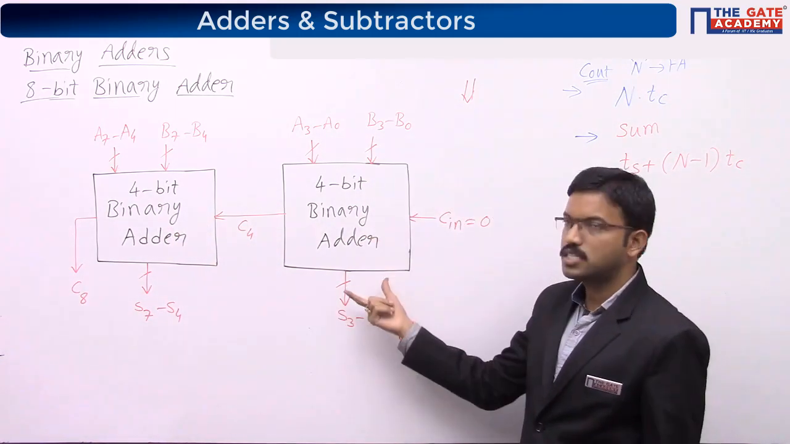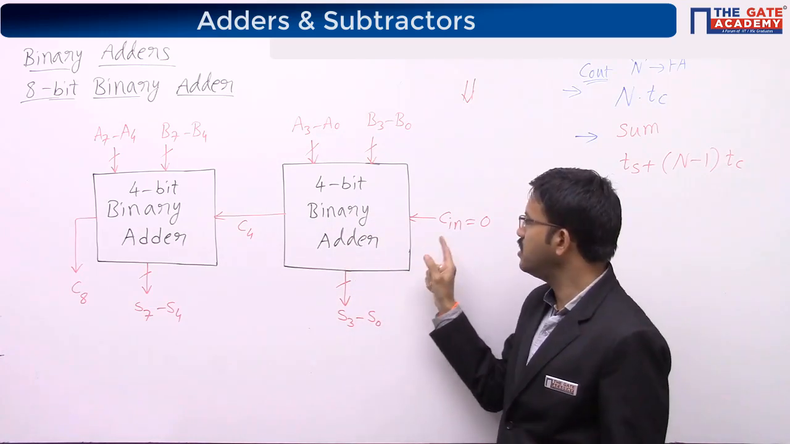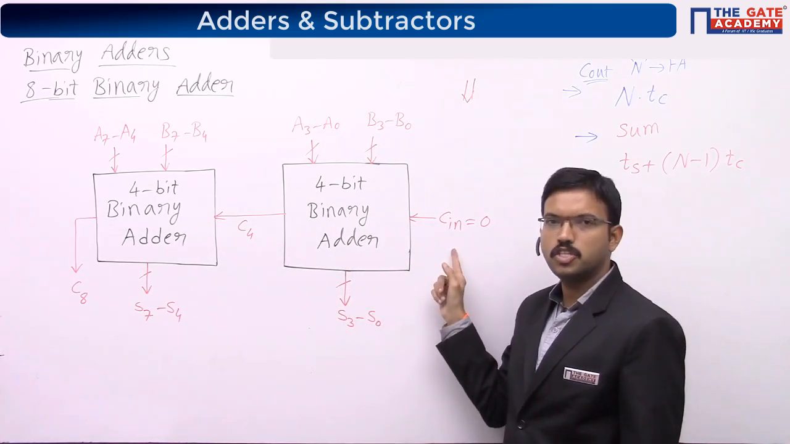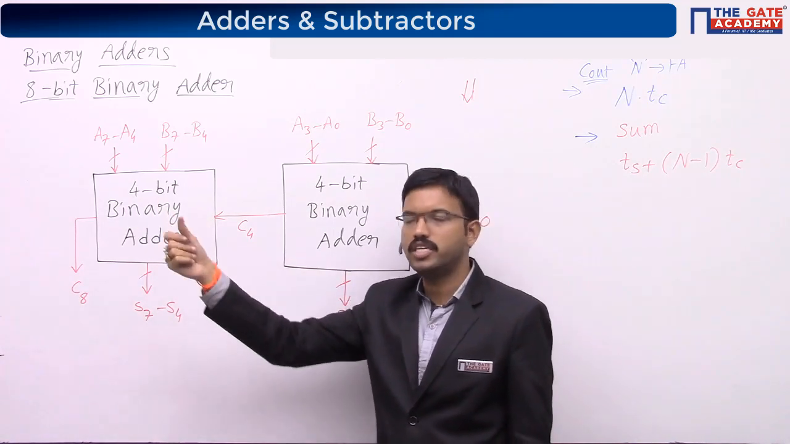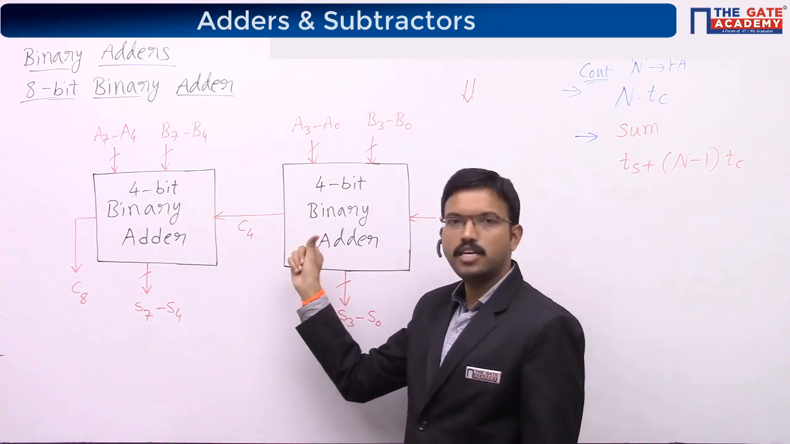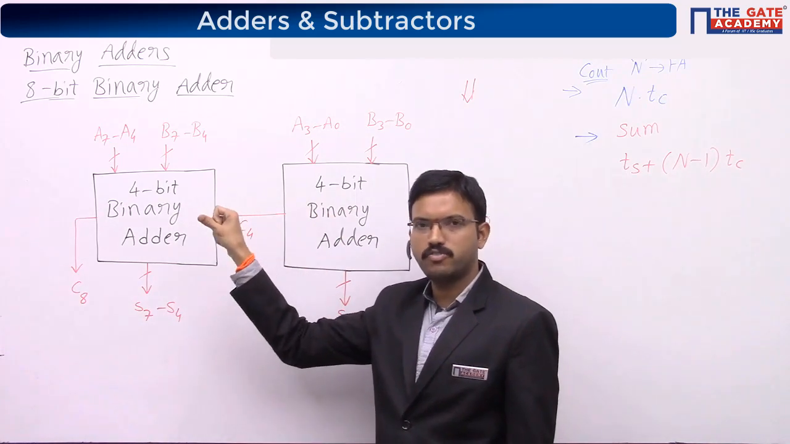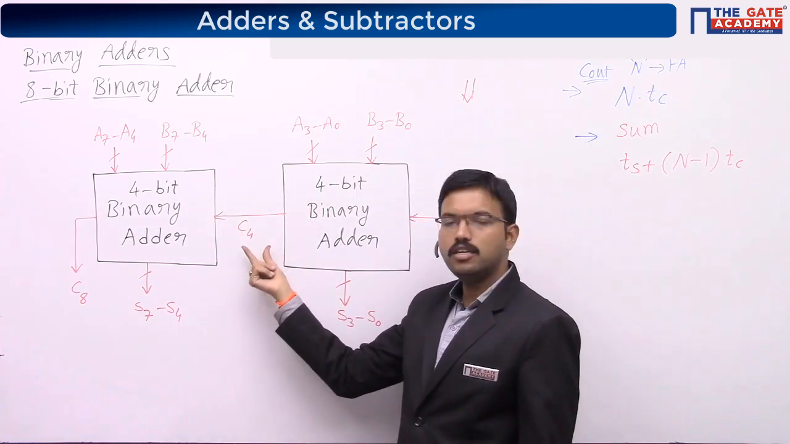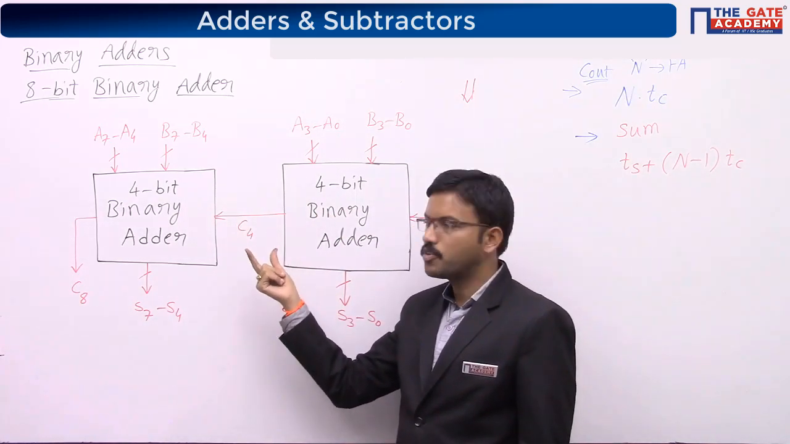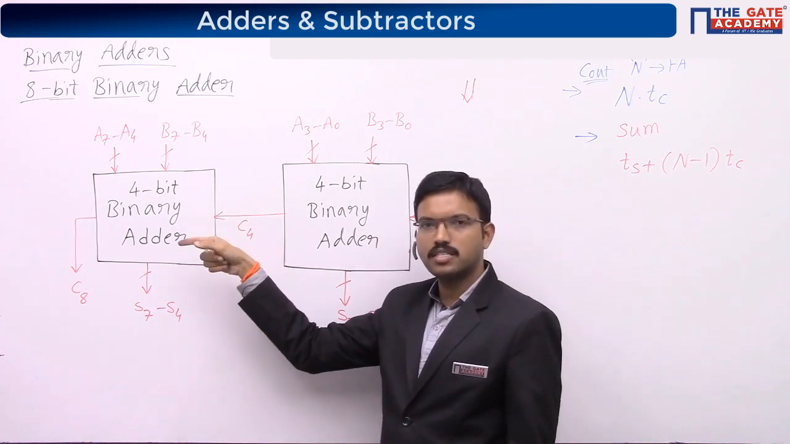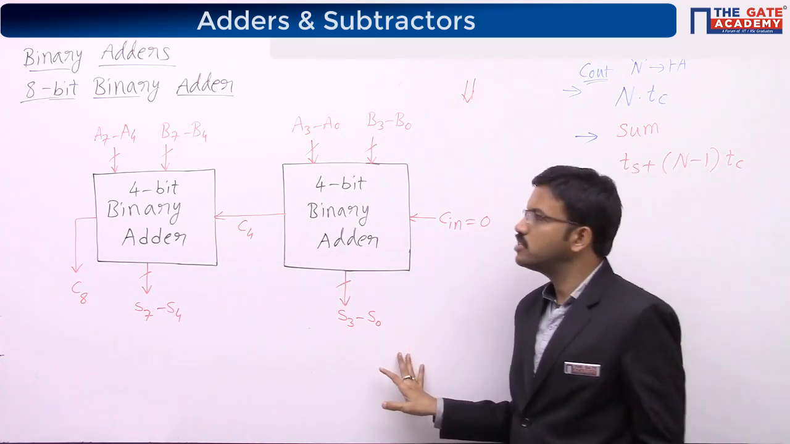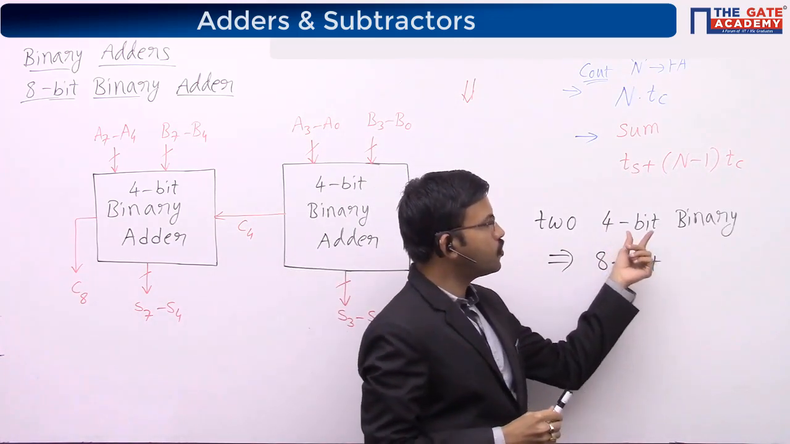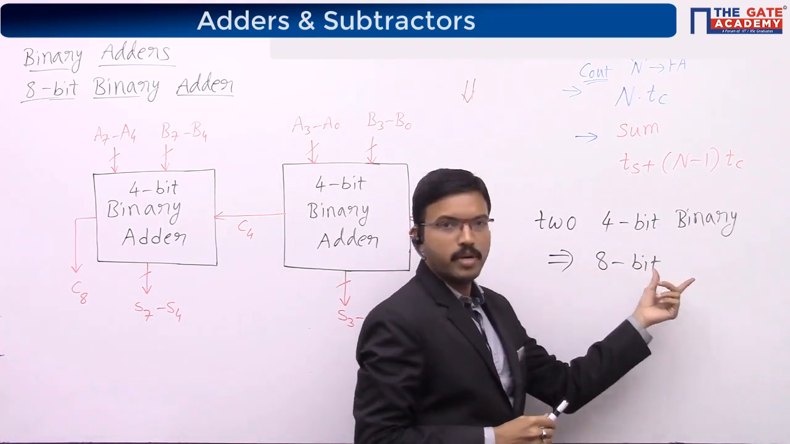See, if it is at the first stage, for the 4-bit binary adder, the carry input will always be 0. If we are using it at the second stage or third stage or fourth stage, then what will happen? The carry output of the previous one will be the carry input for the current stage, like that. So there, if we are getting the carry input as 1, we have to give that as the input. So that's why I am using 4 full adders. Okay, you can make a note. By cascading two 4-bit binary adders, we will get an 8-bit binary adder.